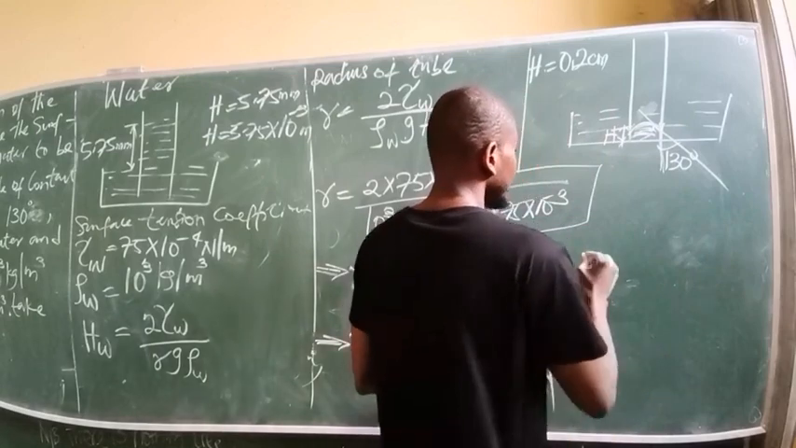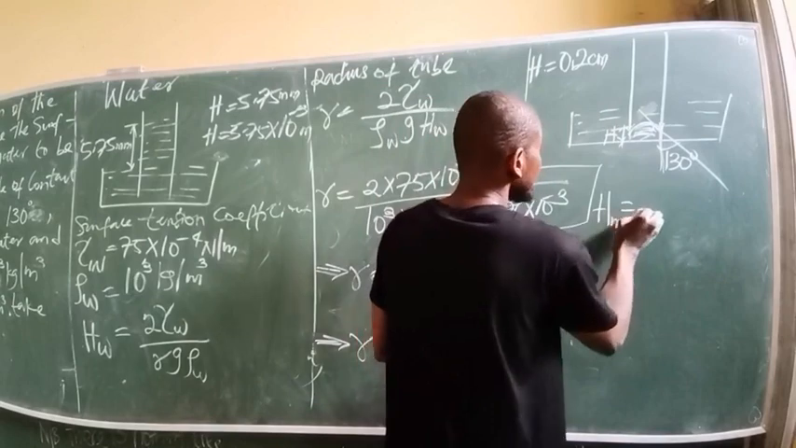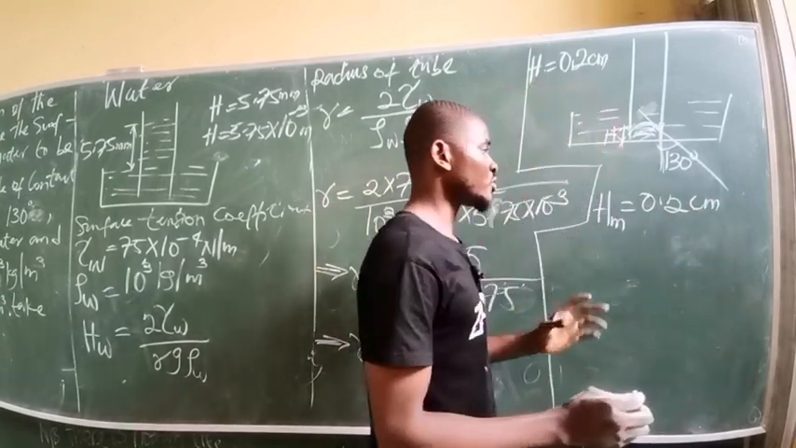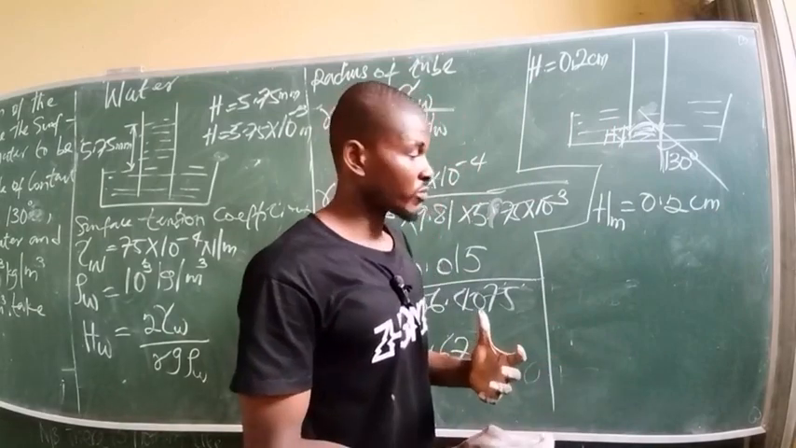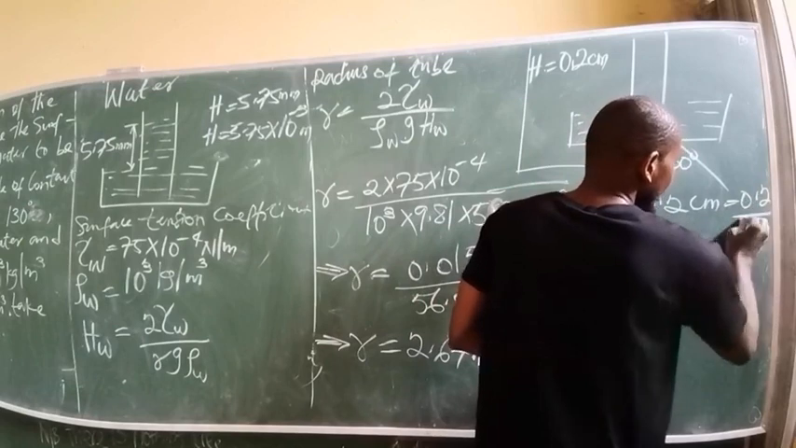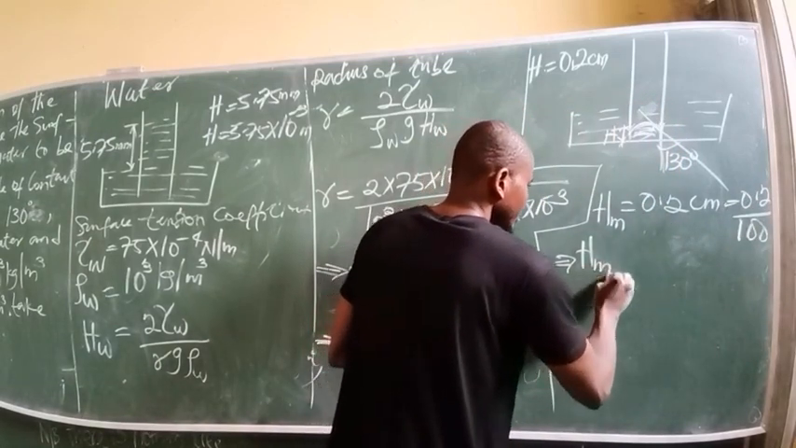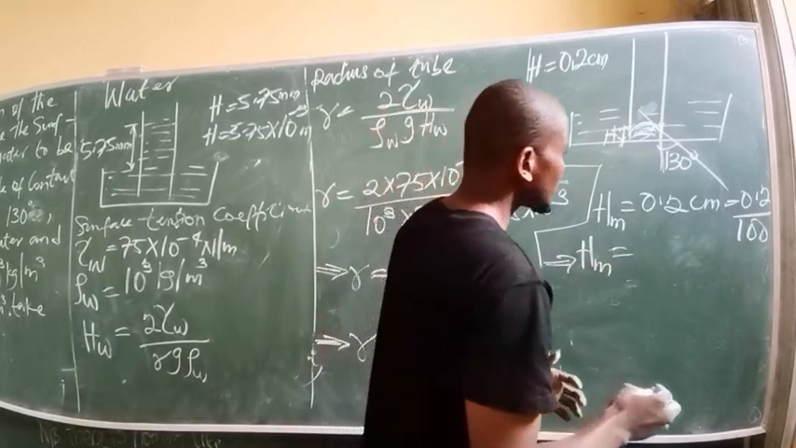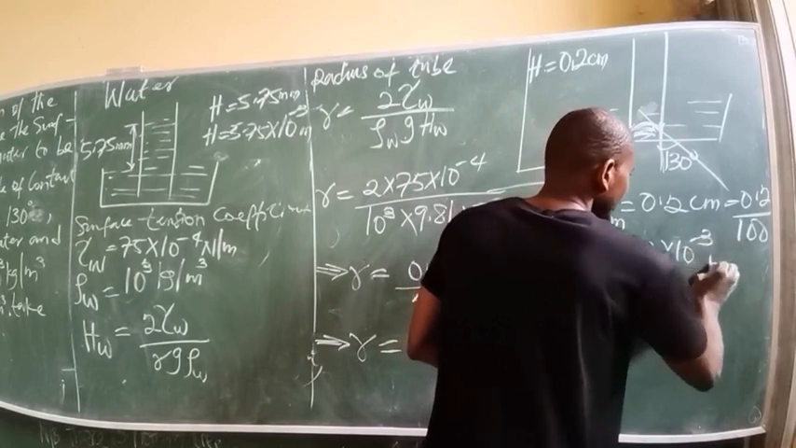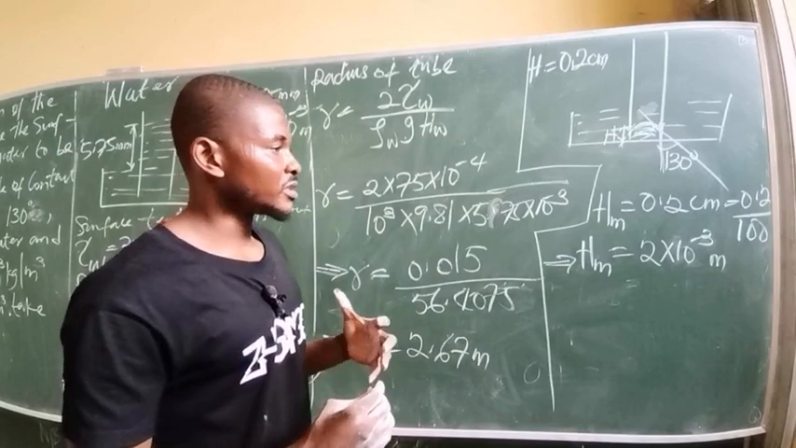Okay, now let's bring out the parameters for mercury. The height of mercury is simply 0.2 centimeter, and we also have to convert 0.2 to meters. Converting 0.2 to meters simply means dividing it by 100. So this is simply 0.2 all over 100, which means the height of mercury in the tube is simply equal to 2 by 10 to the power of minus 3 meters. This simply gives us the height of mercury in the tube.